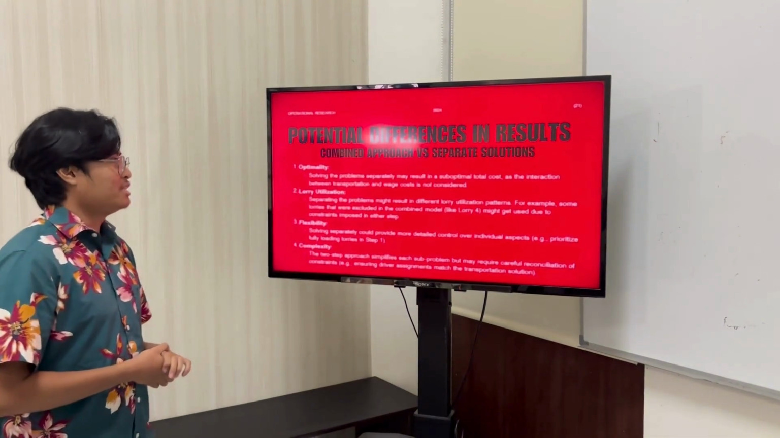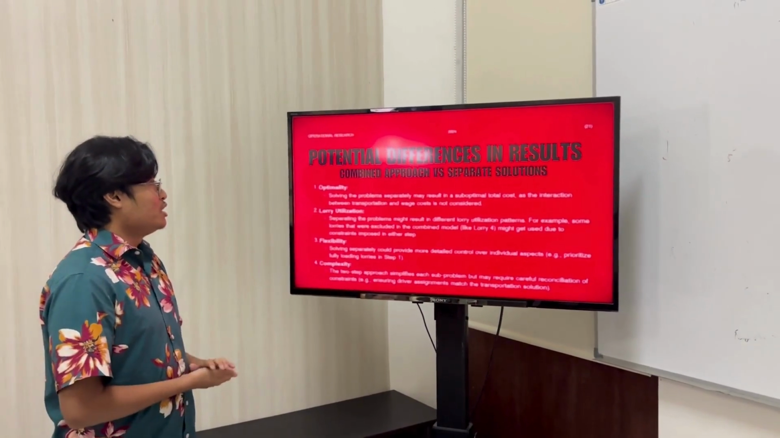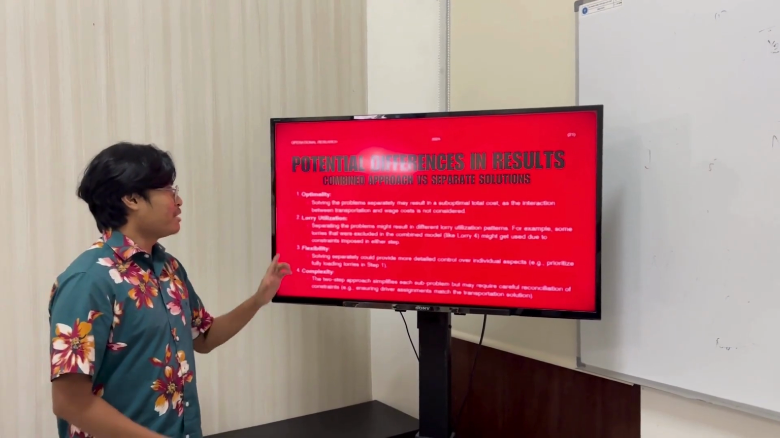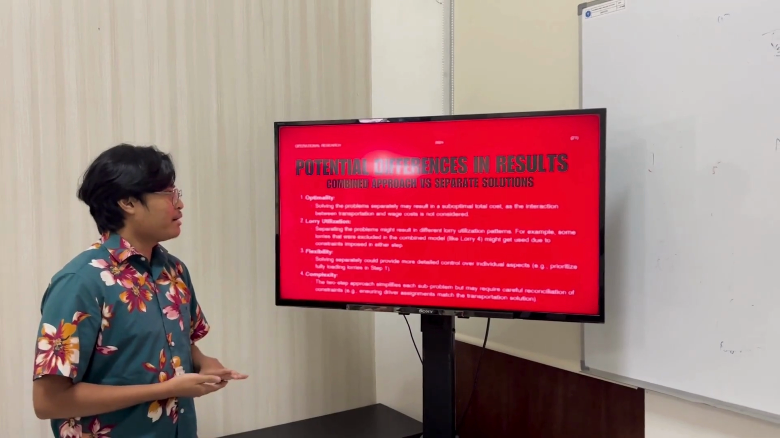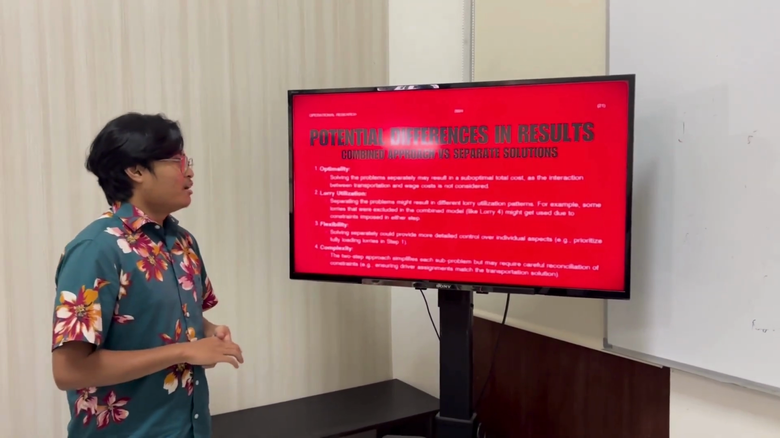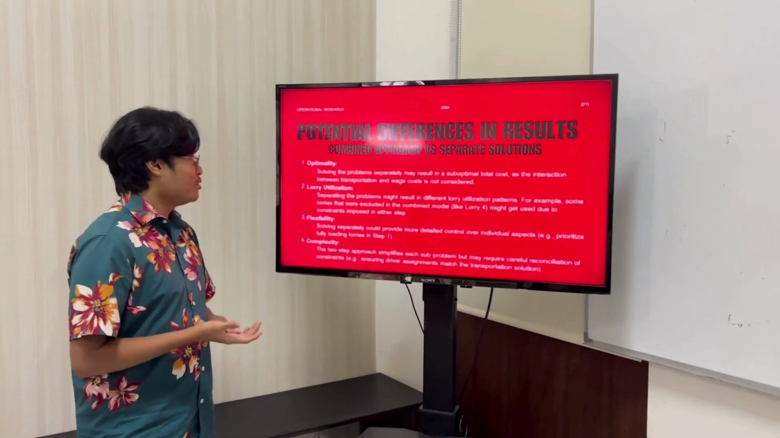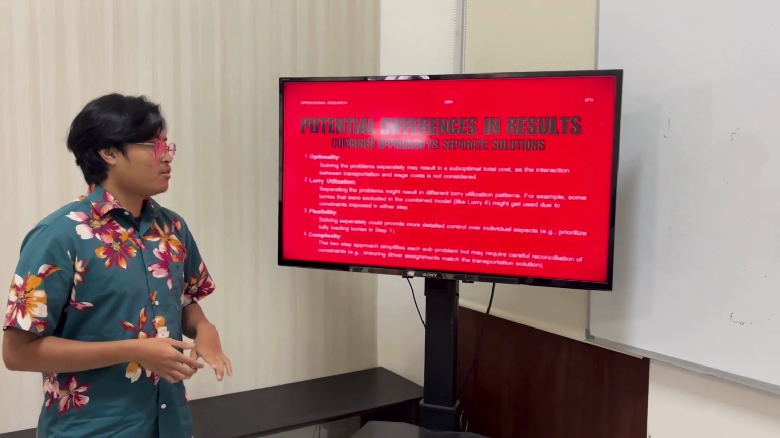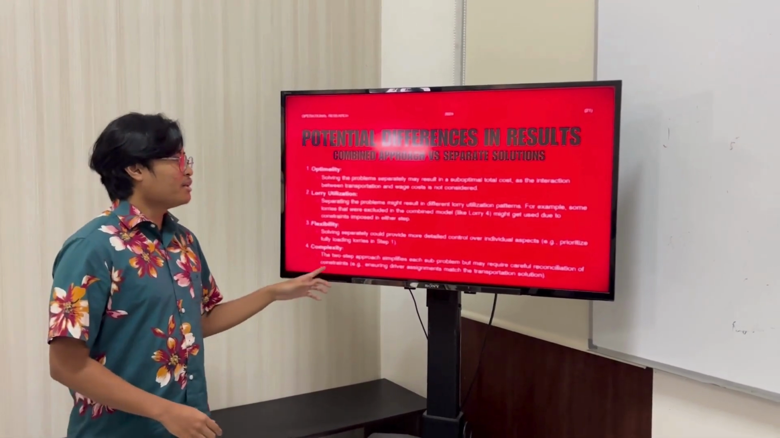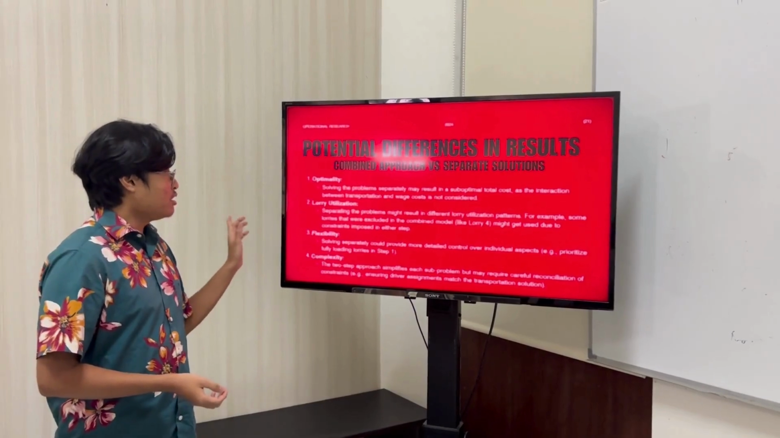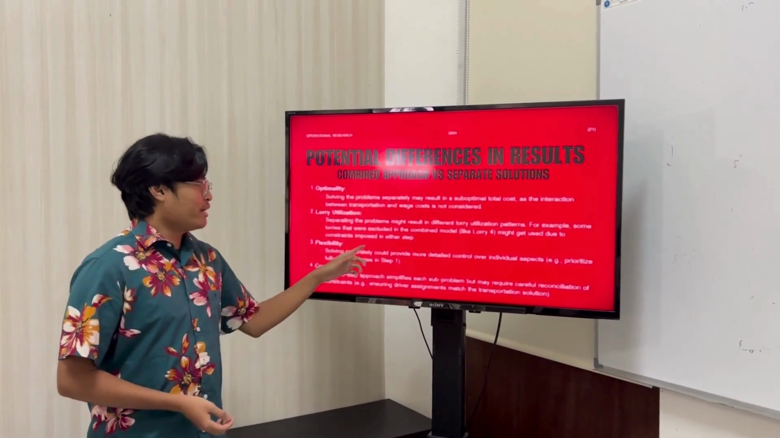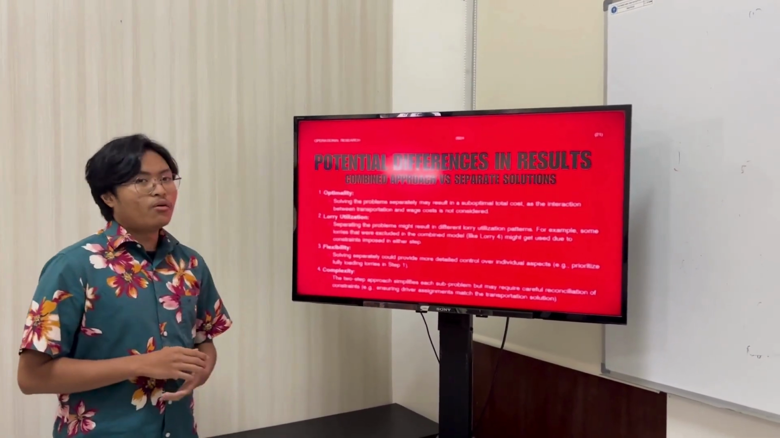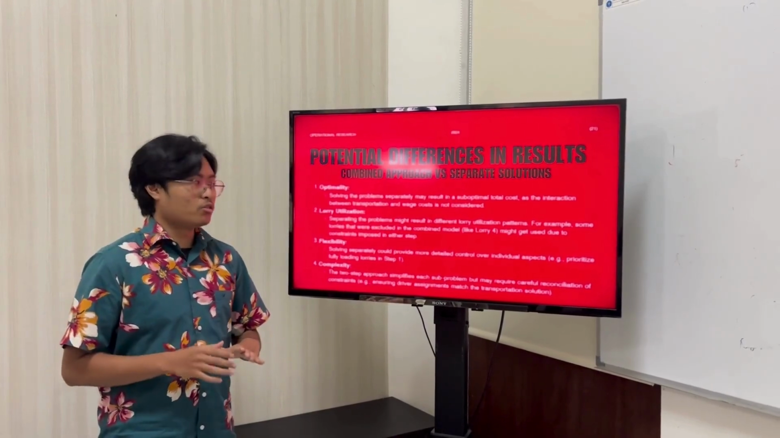This is the potential difference in results in using the combined approach versus separate solutions. The first potential difference is the optimality. Solving the problem separately may result in suboptimal total cost because the interactions are not taken into account. And the second is the lorry utilization. Separating the problems might result in different lorry utilization patterns. So for example, in the combined approach results, lorry 4 was excluded because it is not cost effective, because our main goal is to minimize the total cost.